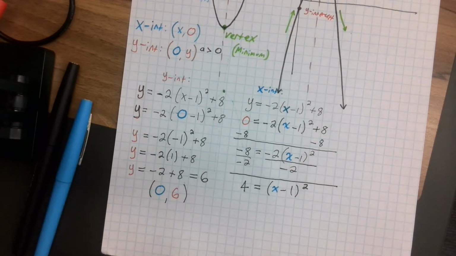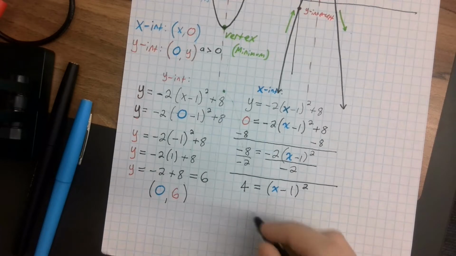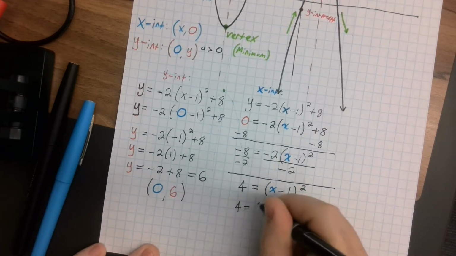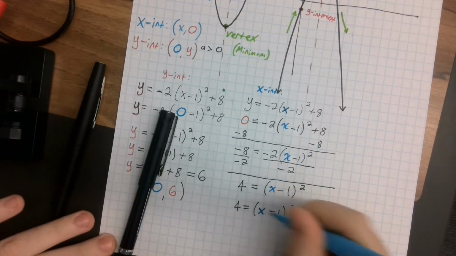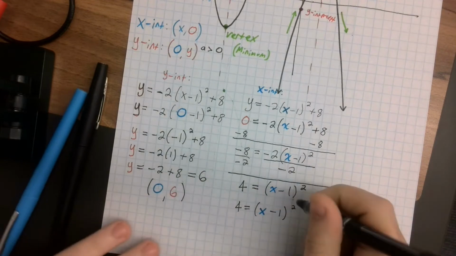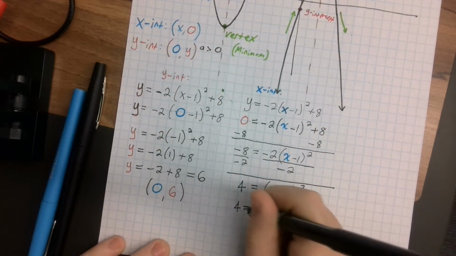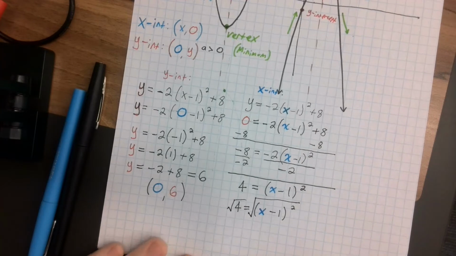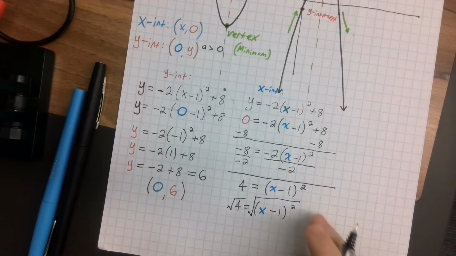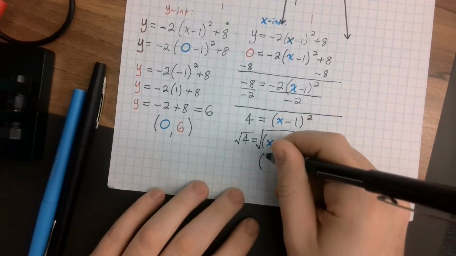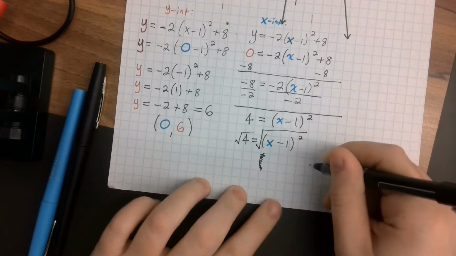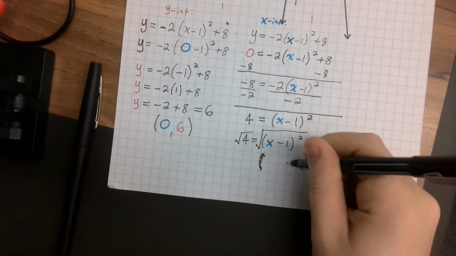Now this one may be a little bit of a difficult step to recall. How do we undo squaring something? What's the opposite of squaring something? Well, the opposite of squaring something is square rooting it, right? So we're going to take the square root of both sides. What's going to happen is the square and the square root cancel out, leaving us with just x minus 1.